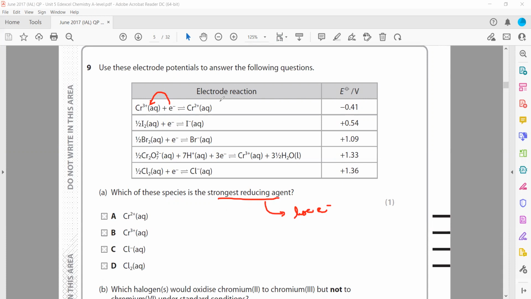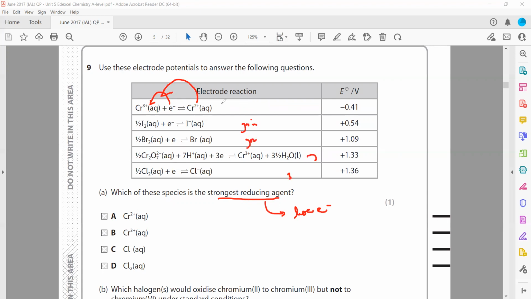plus 2 is less possible compared to chromium plus 2 losing an electron and turning into chromium 3. So this is the most likely to happen. And the rest are all positive, which means they all have a tendency to gain electrons. So these equations have a tendency to gain electrons, gain, and gain.